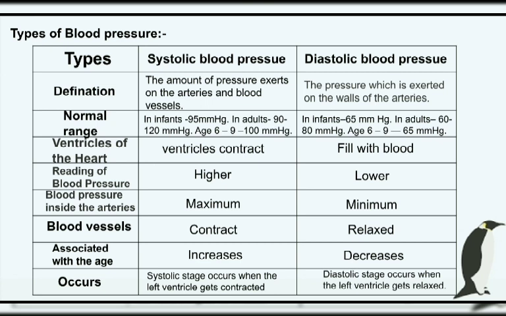Here you see that there are two types of blood pressure, systolic blood pressure and diastolic blood pressure. So mainly you have to keep in your mind that in systole there is pumping of the heart, and in diastole there is filling of blood inside the heart. Systole is the pumping of blood by the heart, so in systole the heart will contract. In diastole, there is filling of blood inside the heart, so here is the relaxation of the heart.